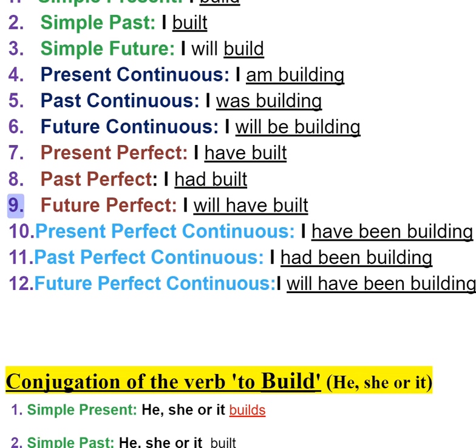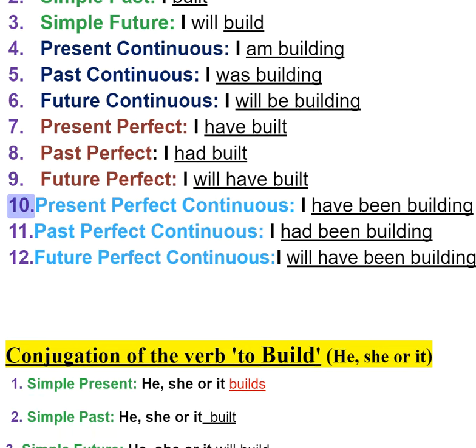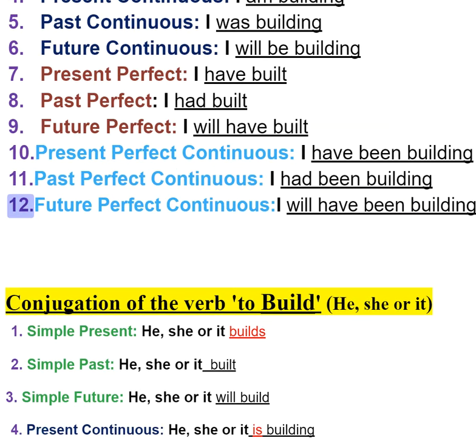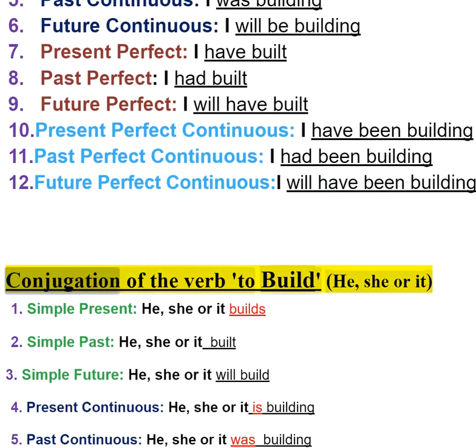9. Future perfect, I will have built. 10. Present perfect continuous, I have been building. 11. Past perfect continuous, I had been building. 12. Future perfect continuous, I will have been building.